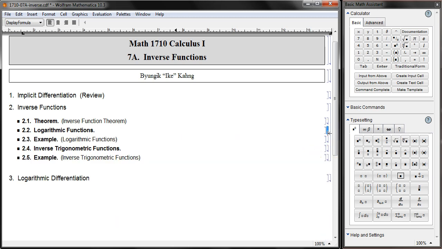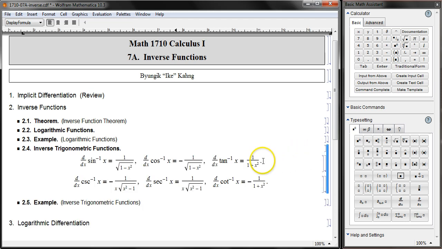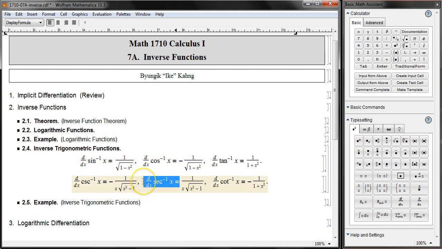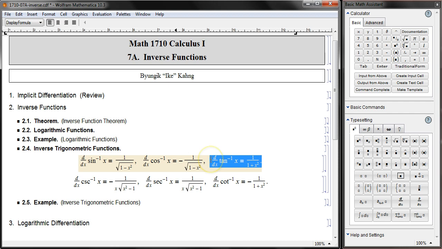Another example. Okay, let's go to inverse trigonometric functions. And here are some interesting formulae. Arcsine is 1 over the square root of 1 minus x squared. That's important. Arccosine is not that important. Arctangent, that's important too, even more important. And the others, not really. Arcsecant sometimes shows up, but only sometimes. Among these, the only important ones, in my opinion, are arcsine, moderately important, and arctangent, a little bit more important, but still moderately important.